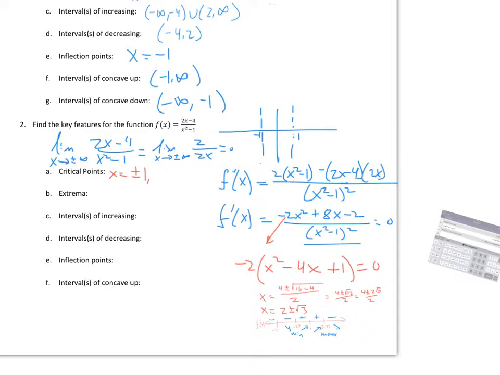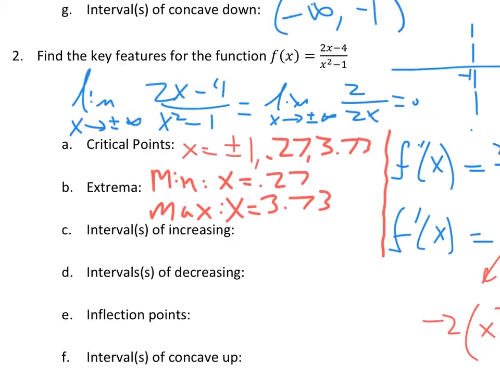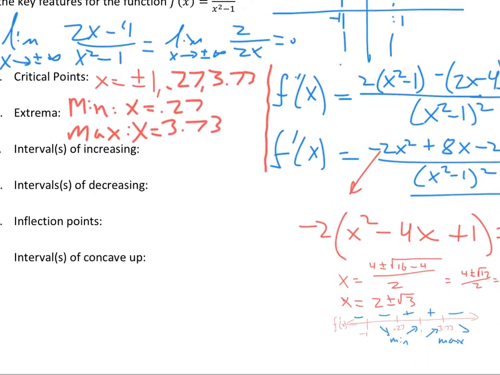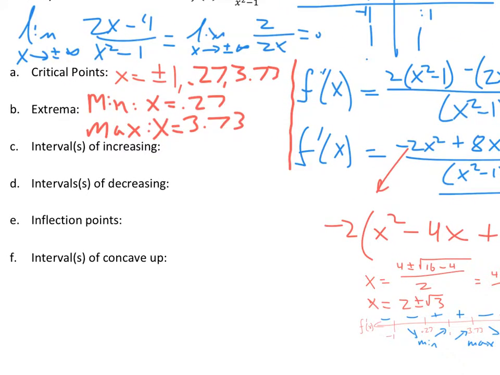So let's get that information in here. Going back to our critical values and our extrema, we can get those. And we get these guys. Okay, our intervals of increasing and decreasing. Let's get those. We just set these down here. We'll copy those from this right here.